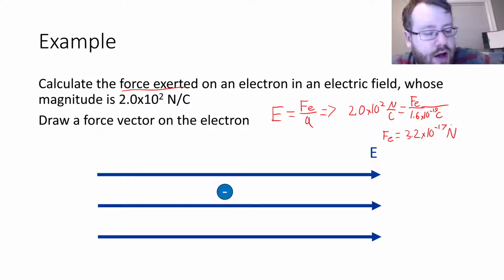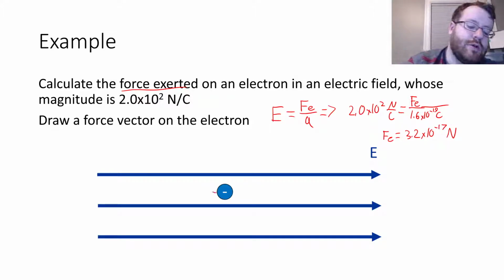And that says draw a force vector on the electron, so which way it goes. Again, with electric fields, what would a proton do? A proton would want to move to the right and follow the electric field, but an electron would want to do the exact opposite. So an electron would want to move this way. Again, if this was a proton, it would want to move with the electric field lines.